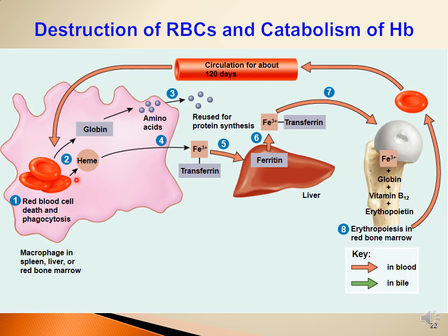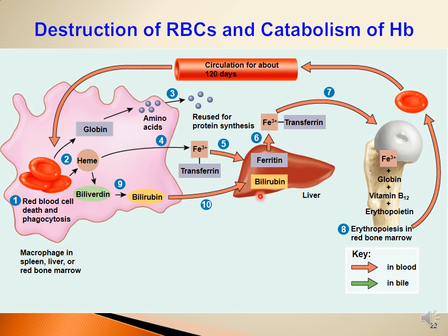Now, what about the non-iron part of the heme ring? It will be converted to biliverdin, which is a green pigment, and this biliverdin will be converted into bilirubin before it leaves the macrophage. Bilirubin will be released into the blood, carried bound to albumin, and delivered to the liver.